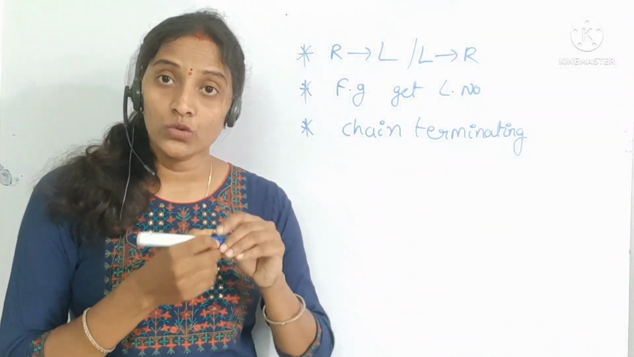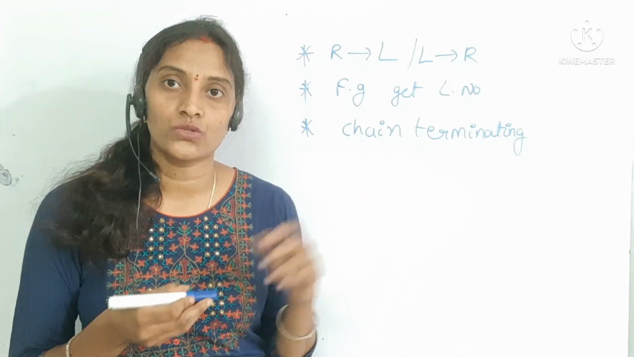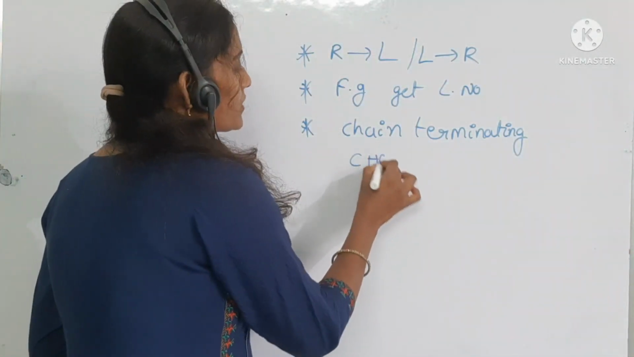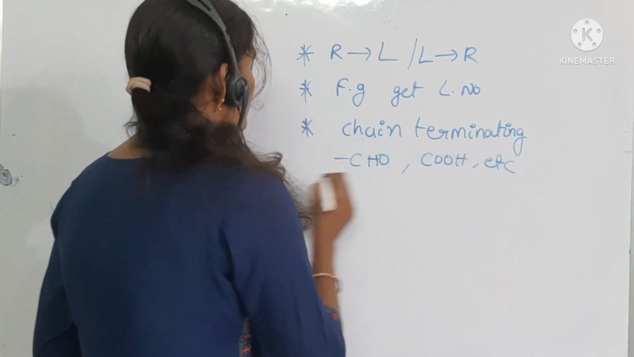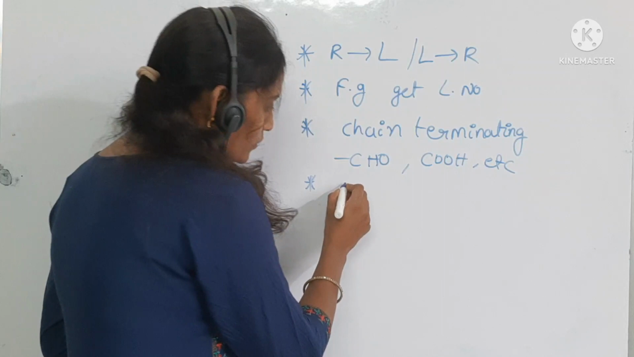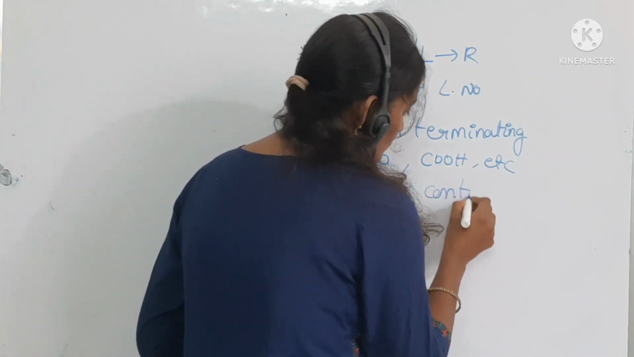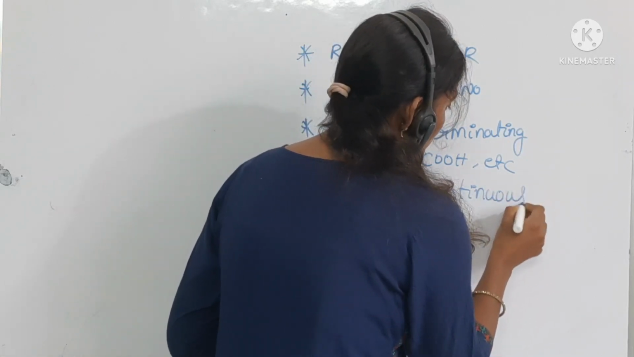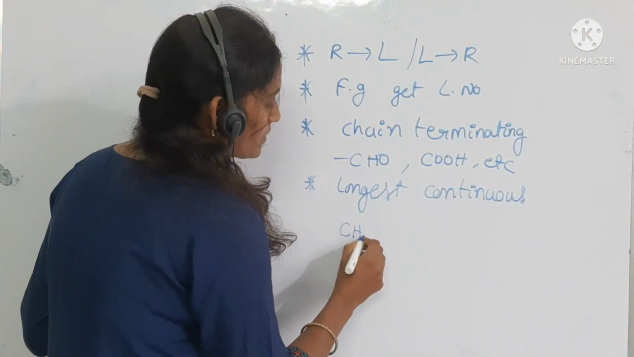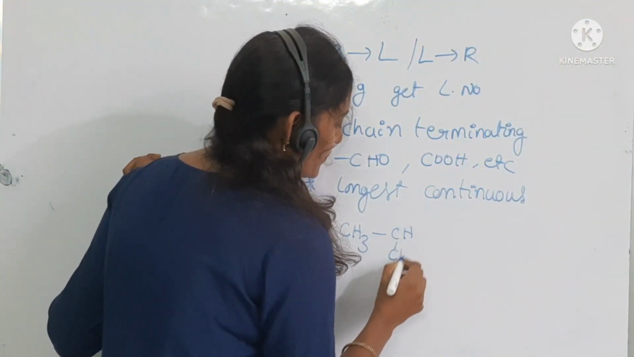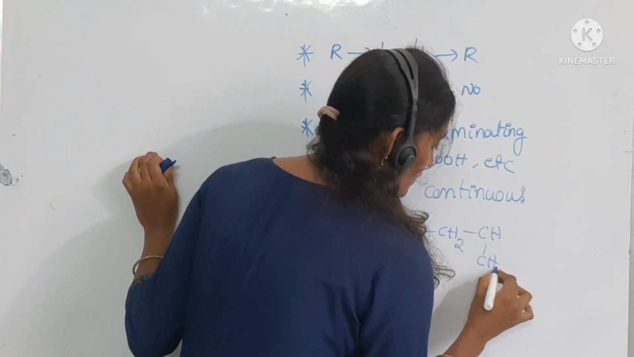Even if those do not obey rule number 1 and rule number 2, we need to give first preference to the chain terminating functional groups, the carbon atom of chain terminating functional groups. The fourth rule is we need to select the longest continuous carbon chain. Okay, you can take one example: CH3, CH, CH3, CH2, CH, CH3, CH3.